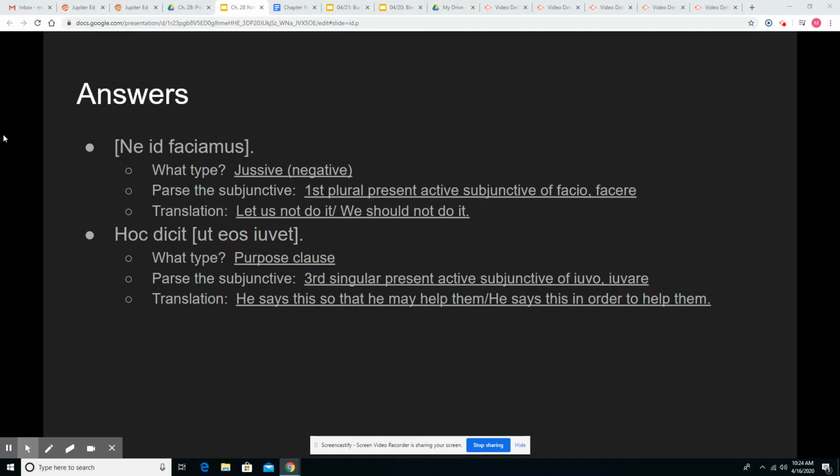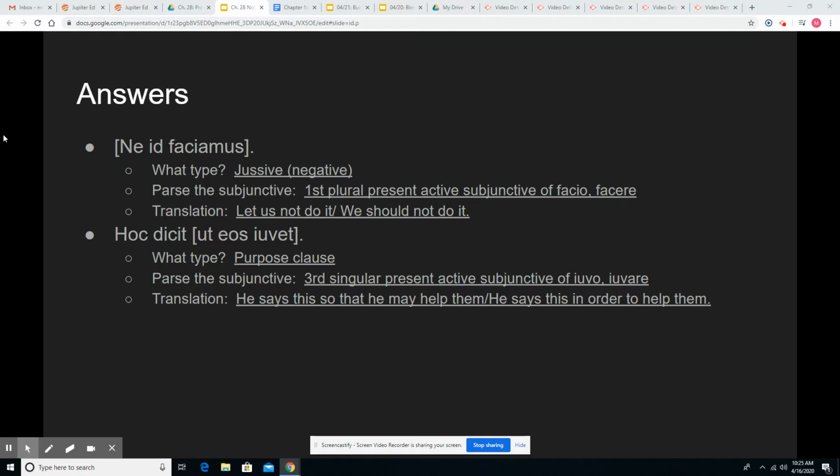So what type of subjunctive is it? It's a jussive. It's a negative jussive subjunctive. We can tell because of that "ne" at the beginning of our sentence again. Now I'm going to parse our subjunctive for us. That's "faciamus." That's first person plural, present, active subjunctive of "facio, facere." So third io conjugation there, we get the "ia" for the subjunctive middle vowel.